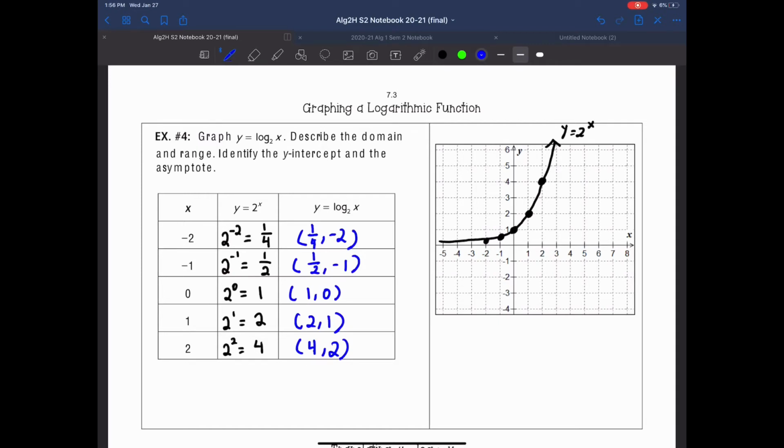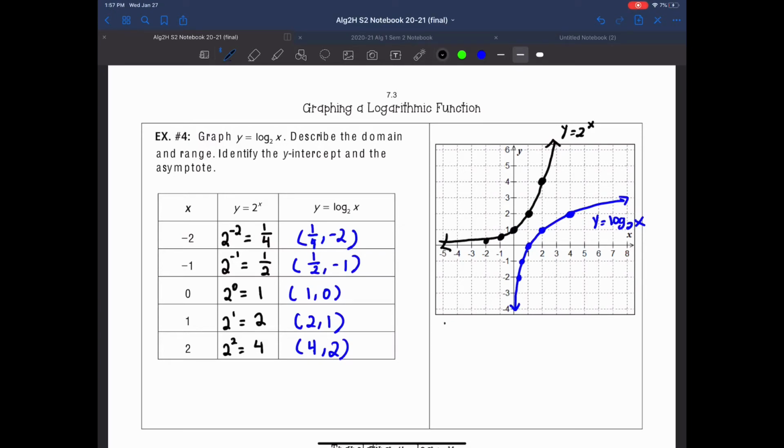So I have 1/4, -2. That's right about here. 1/2, -1. 1, 0. 2, 1. And 4, 2. And so this is going to be the graph y equals log base 2 of x. Okay, so now we have the function and its inverse on the same graph. Now let's talk about the domain and the range of each.